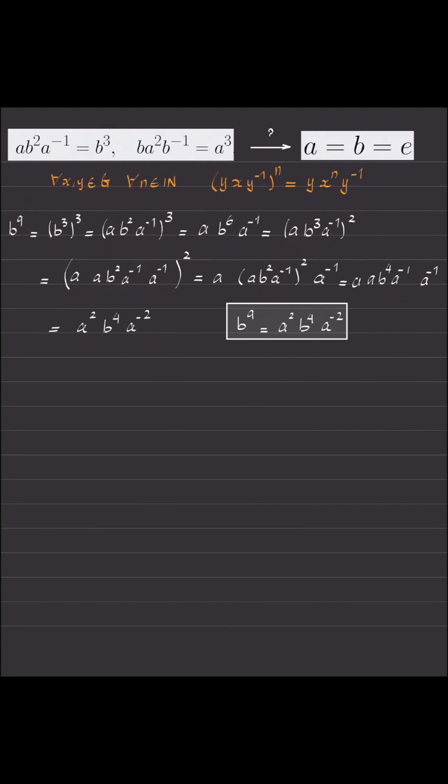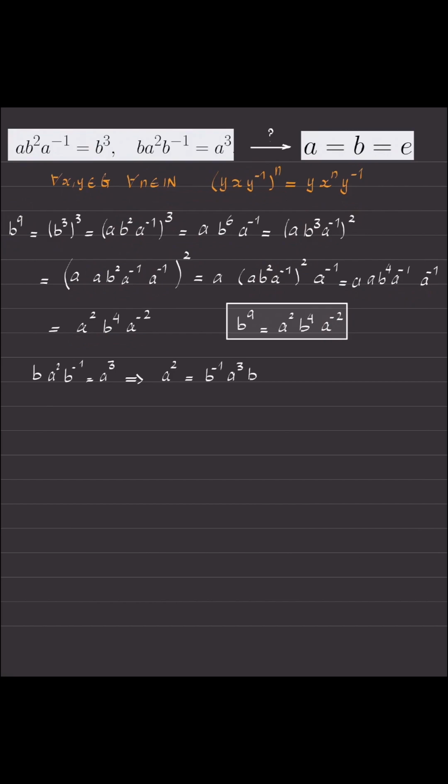My goal is now to find a squared from this relation, and to find a to the power of minus 2 from the same relation, and put them here. So I'll start with the given relation, b a squared b inverse is equal to a cubed. I multiply both sides from the left by b inverse and from the right by b, so a squared becomes b inverse a cubed b.